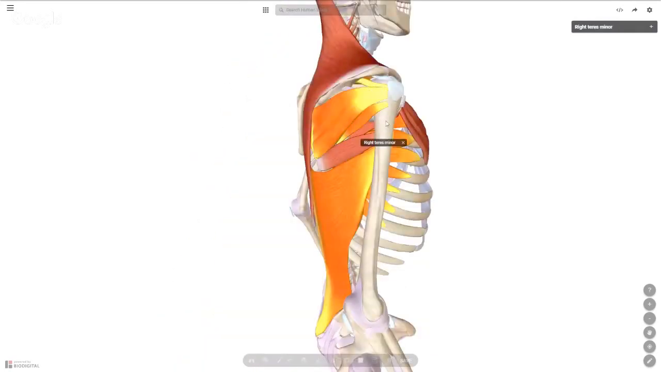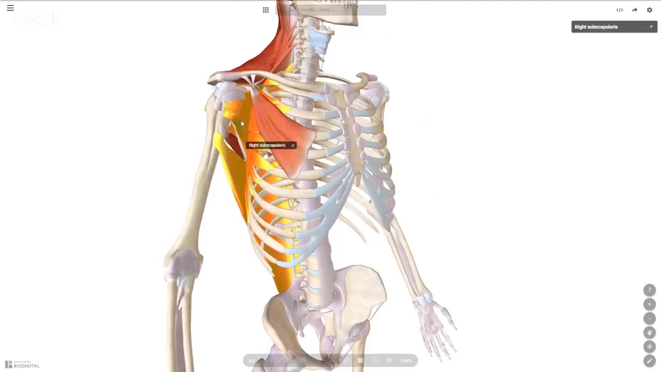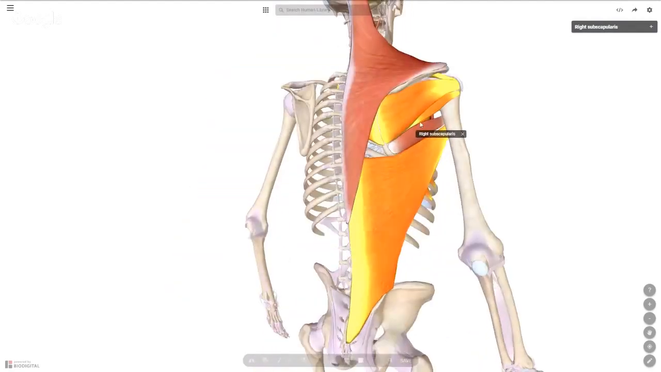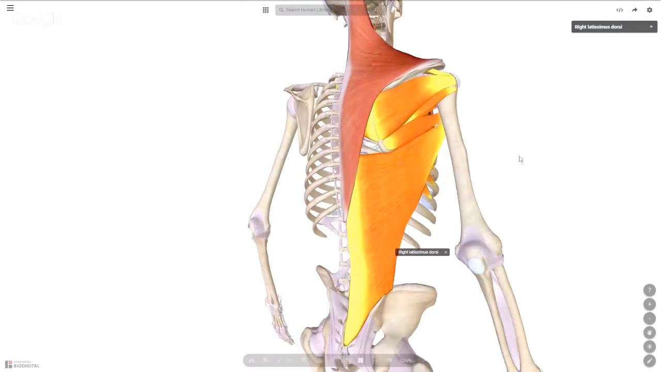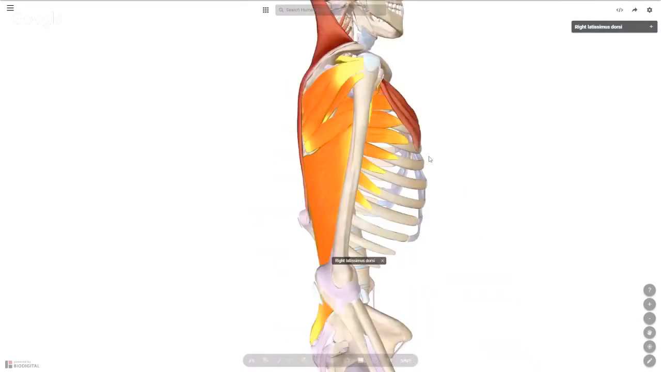Supraspinatus, infraspinatus, teres minor, subscapularis, teres major, and latissimus dorsi. These two are very powerful internal rotators. Very powerful.